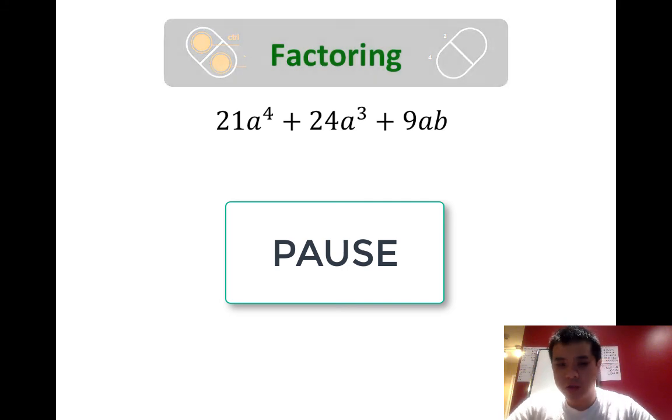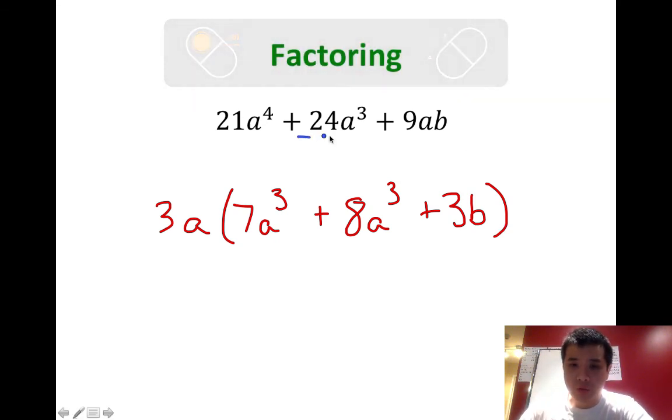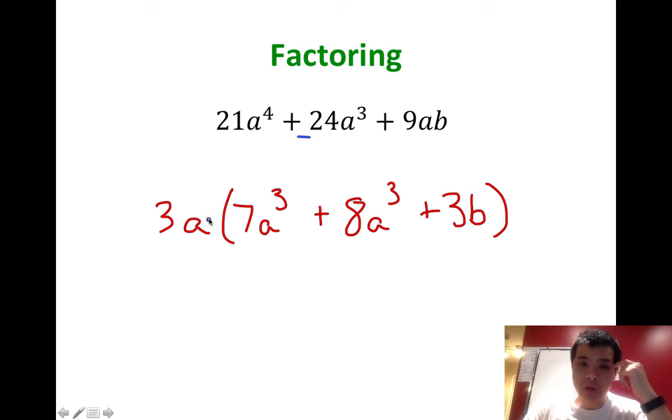Take a look at this one and give it a shot. If you take a look at the number parts of each one of these, we have 21, 24, and 9. The greatest common factor between those three numbers is 3. The variable parts have a to the fourth, a to the third, and a, which means that we can take out a single a. When we do that, we do 21 divided by 3 to get 7, a to the fourth divided by a to get a cubed, 24 divided by 3 to get 8, a cubed divided by a to get a squared. After that, 9 divided by 3 to get 3, a divided by a, which makes the a's go away, so we are just left with b.